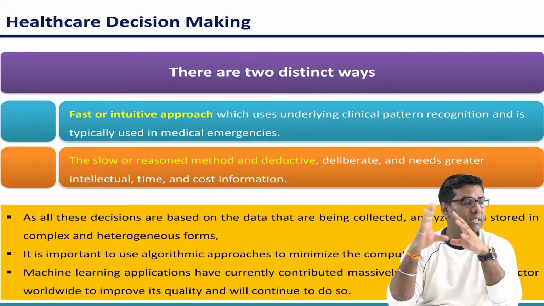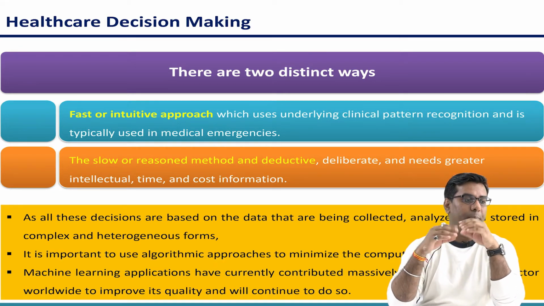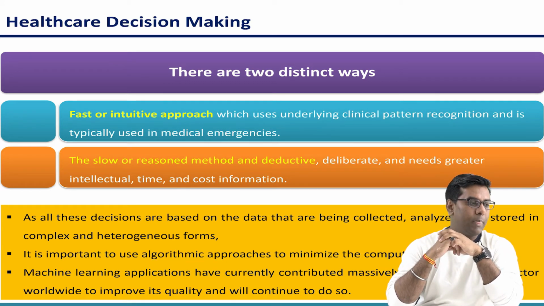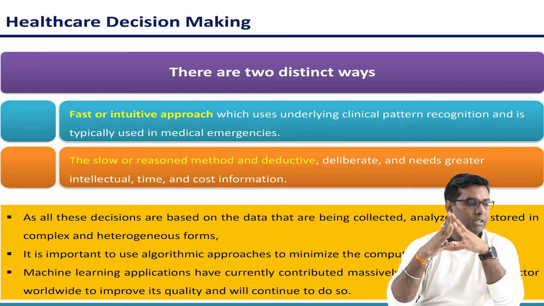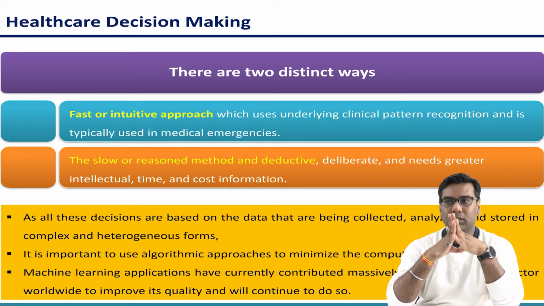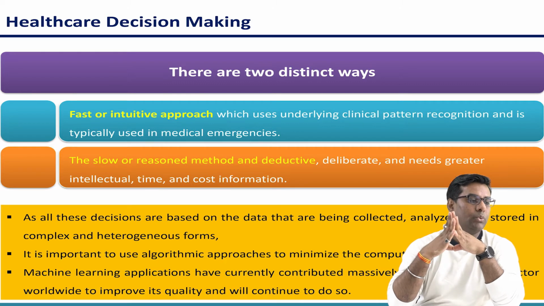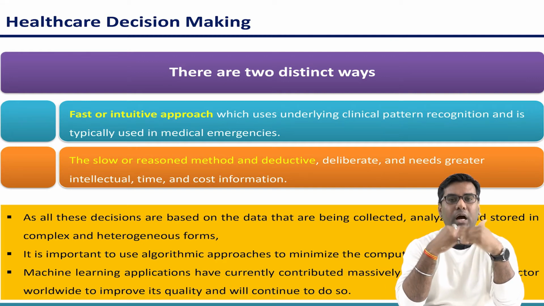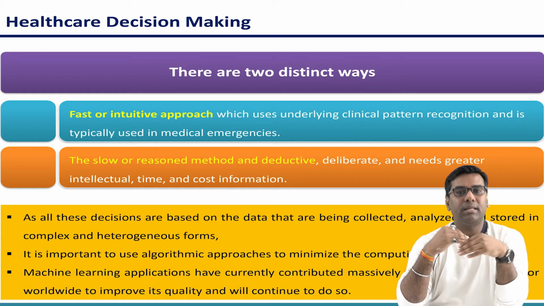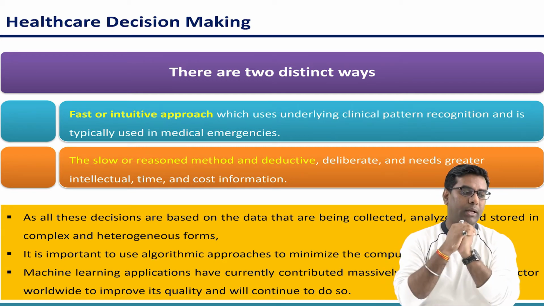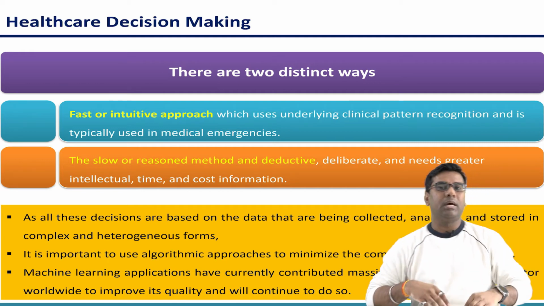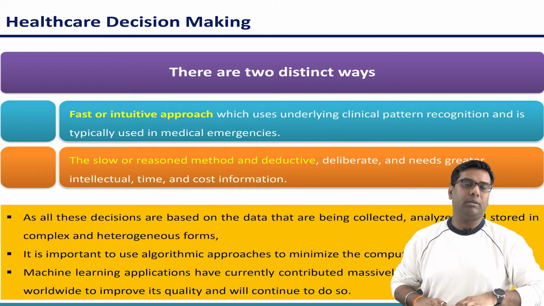So as all these decisions are based on data that is collected, analyzed, and stored in complex and heterogeneous form, it is important to use algorithmic approaches to minimize the computing power required. Here we talk about algorithmic approaches. An algorithmic approach means we provide a method for how to analyze, store and collect. It has steps. That step by step process is called the algorithmic method.